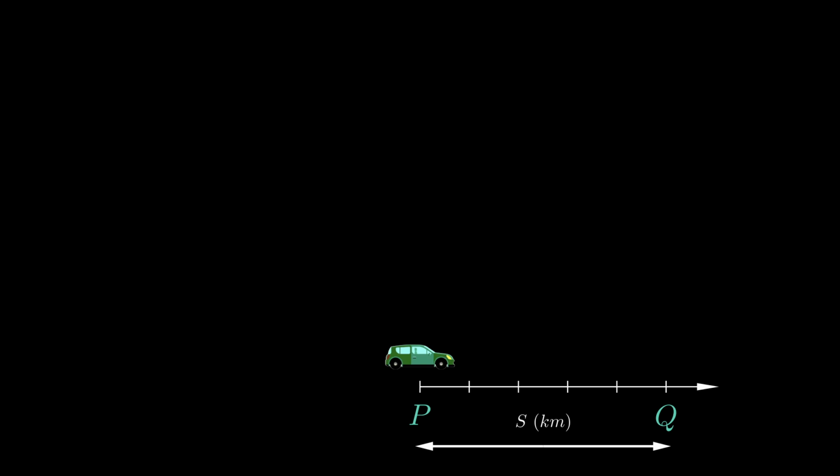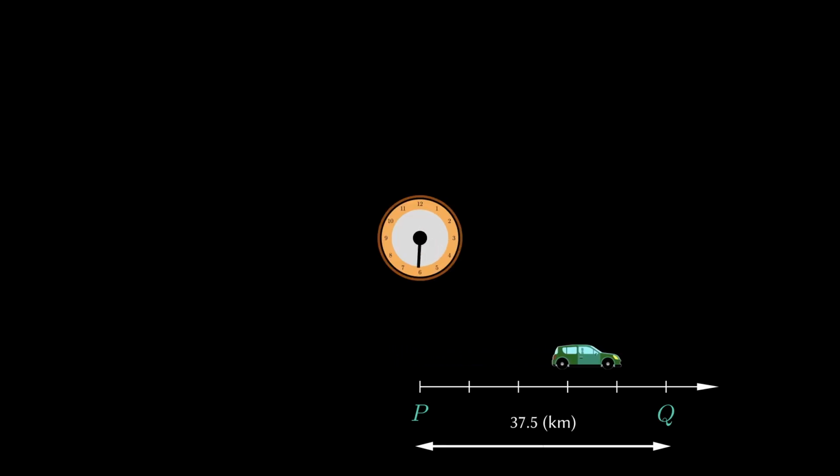Alright, let's move on to the next question, which is an extension of the previous example. The only difference here is that the vehicle does not return immediately after reaching point Q. Instead, it remains stationed at point Q for 1 hour before heading back to point P. Our task is to calculate the average speed of the total journey.